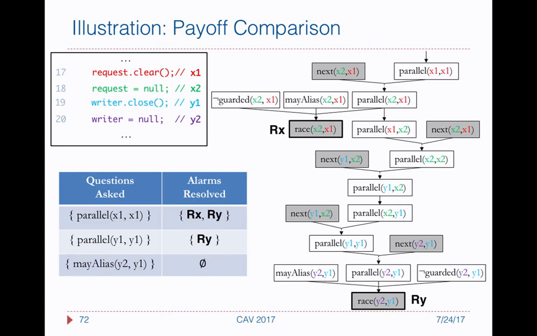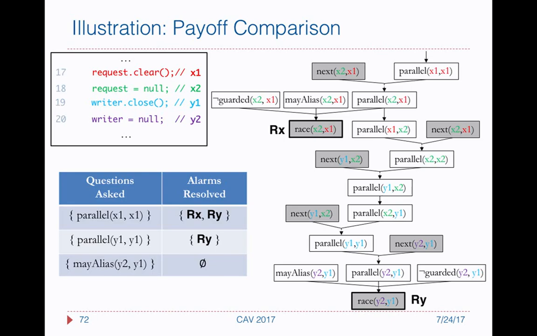So if we ask just one question, whether x1 may be executed in parallel by two different threads, which is this particular fact, then indeed we resolve both reports, Rx and Ry. So the user will say, no, this fact is false, which collapses this entire derivation graph, and so both reports are marked as false, in a sound way, provided we trust the user's responses.